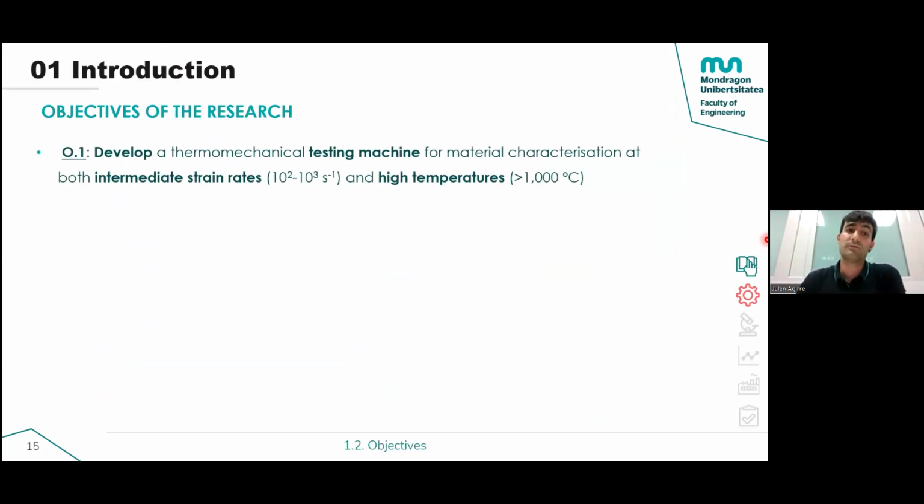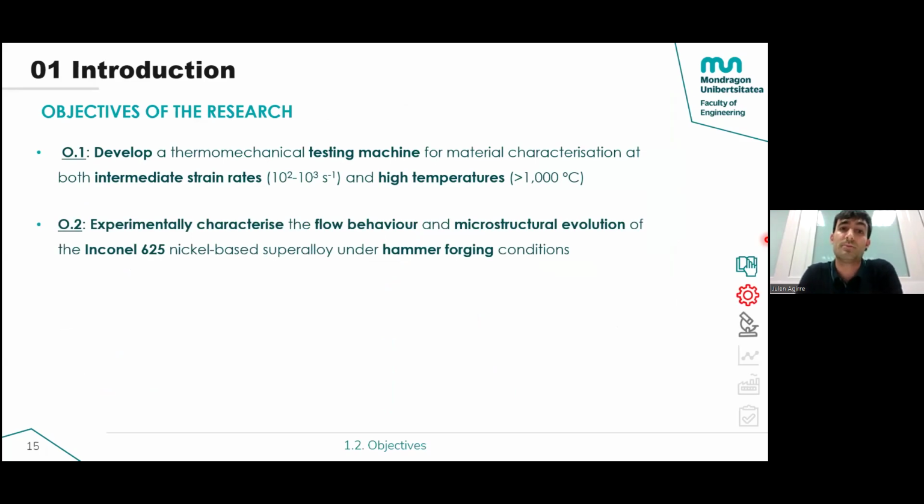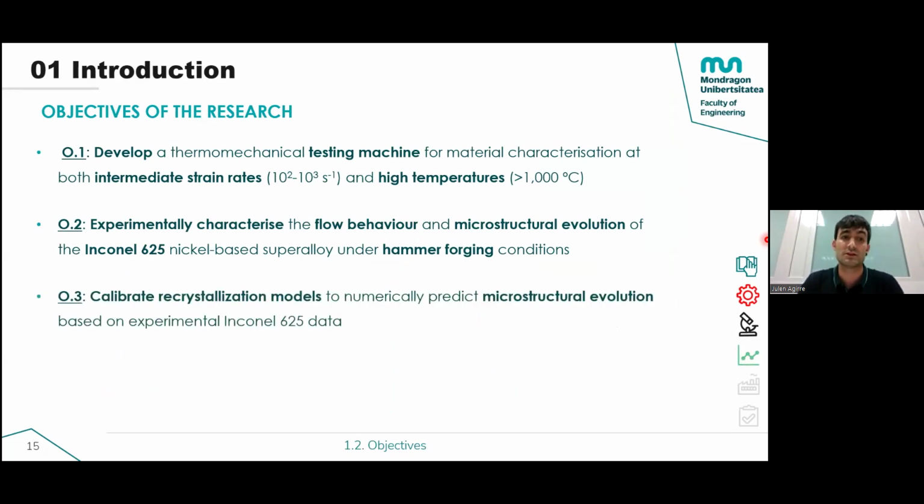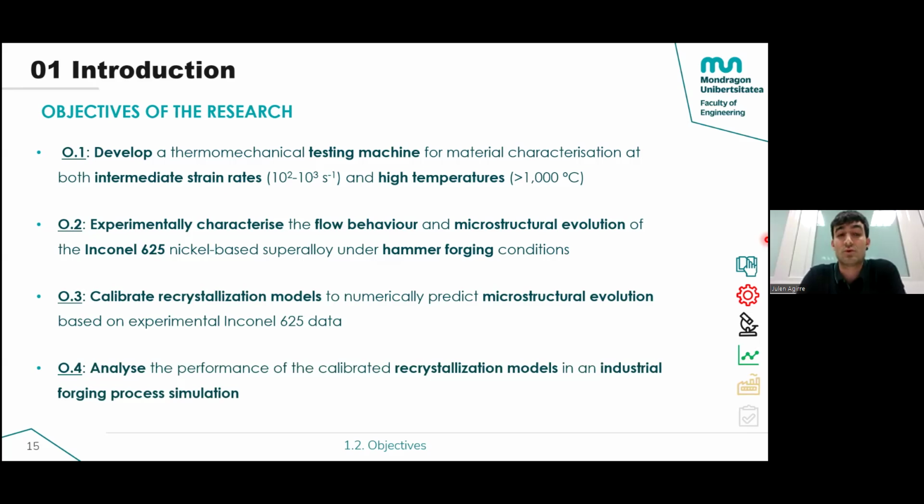So the objectives of my PhD were, on the one hand, to develop a thermomechanical tester for testing at intermediate strain rates and also at high temperatures, to experimentally characterize Inconel 625 under hammer forging conditions, calibrate microstructural models, and then validate its validity in an industrial forging environment.